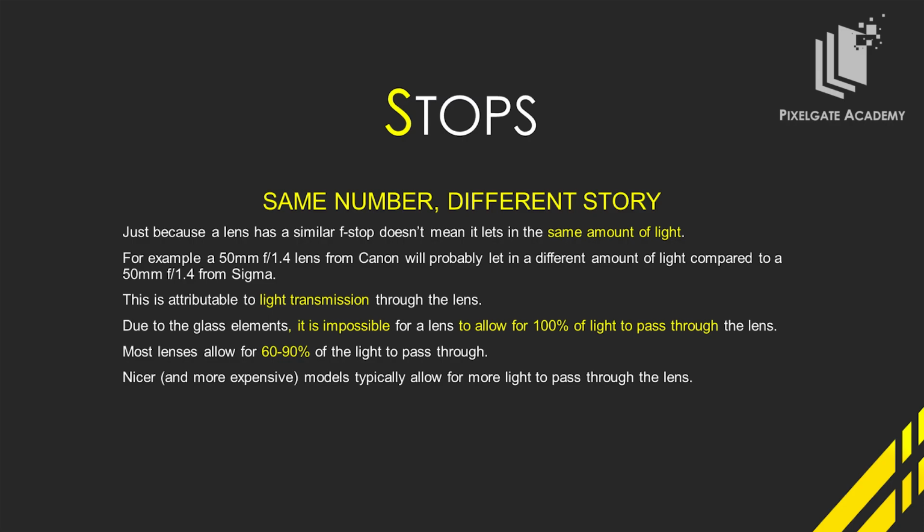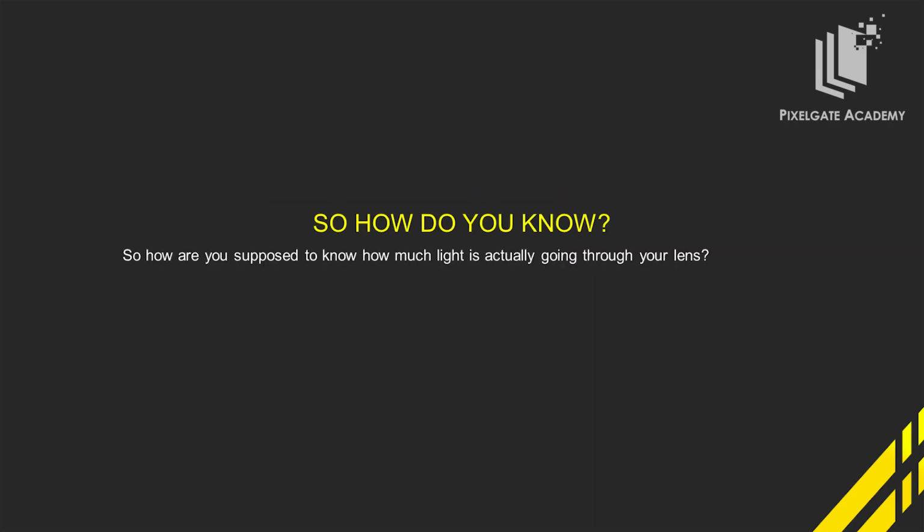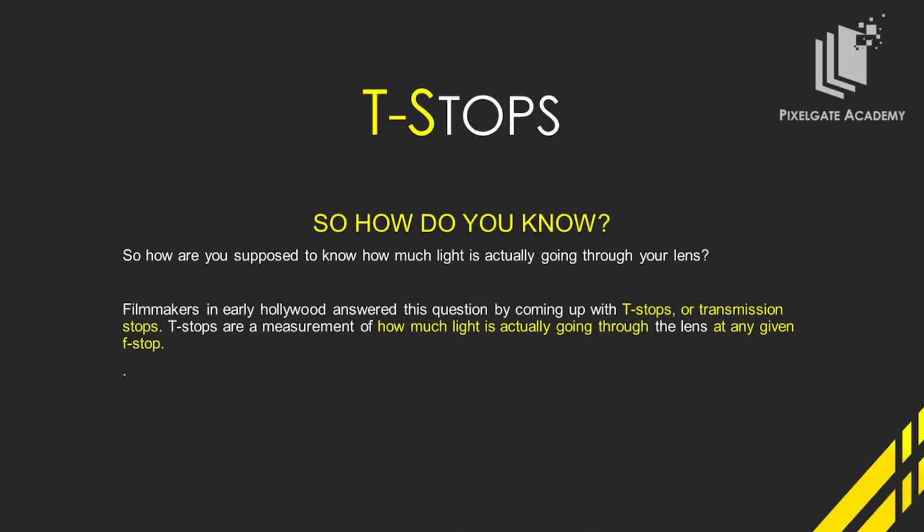Nicer and therefore most likely more expensive models typically allow more light to pass through the lens than a cheaper one. So how do you know? How are you supposed to know how much light is actually going through your lens? Filmmakers in early Hollywood answered this question by coming up with t-stops, or transmission stops. T-stops are a measurement of how much light is actually going through the lens at any given f-stop.